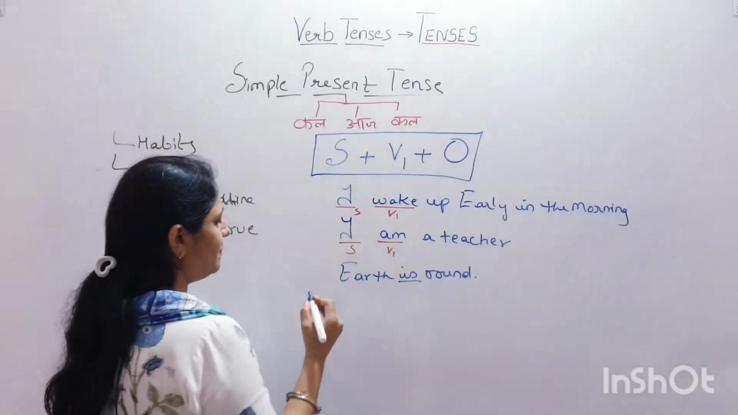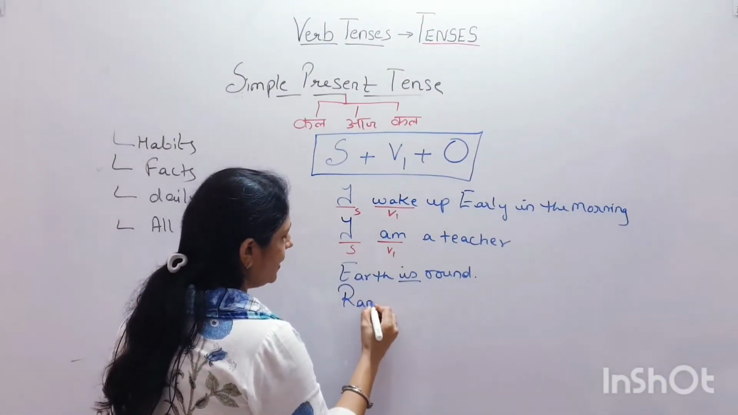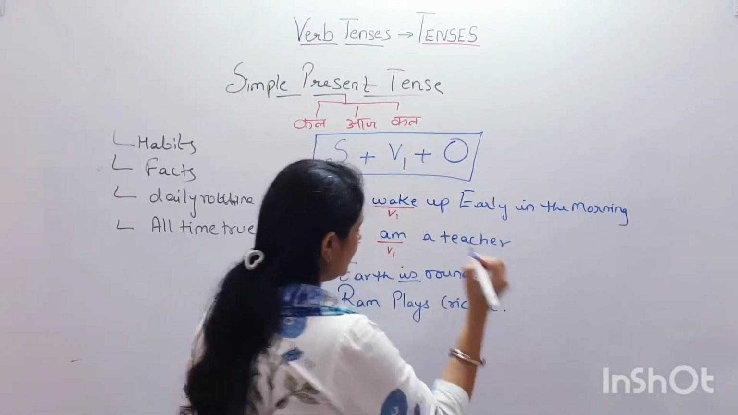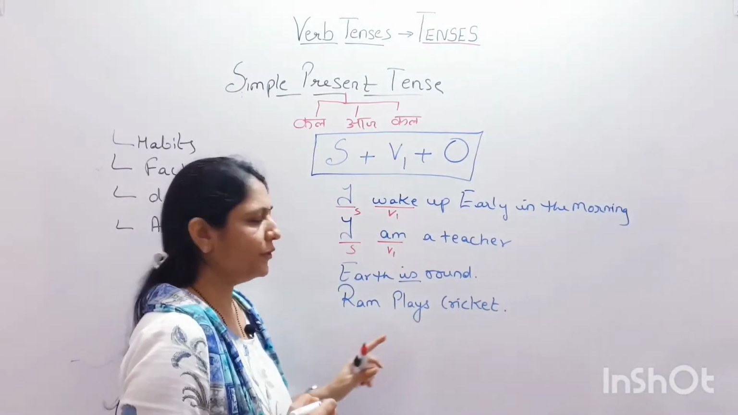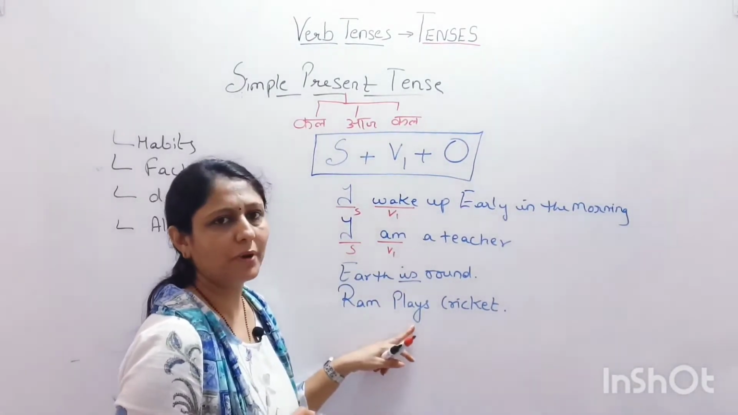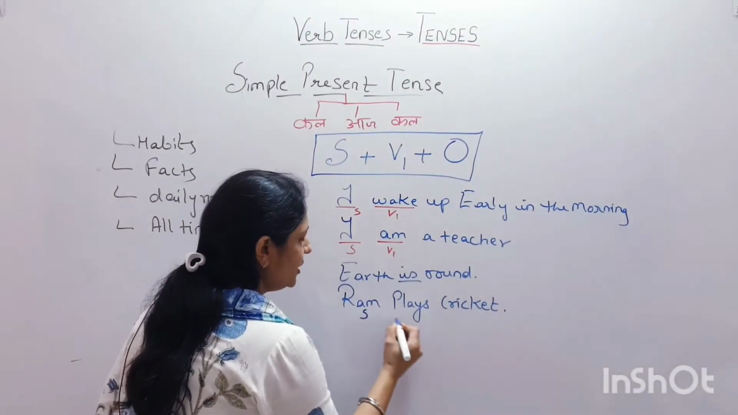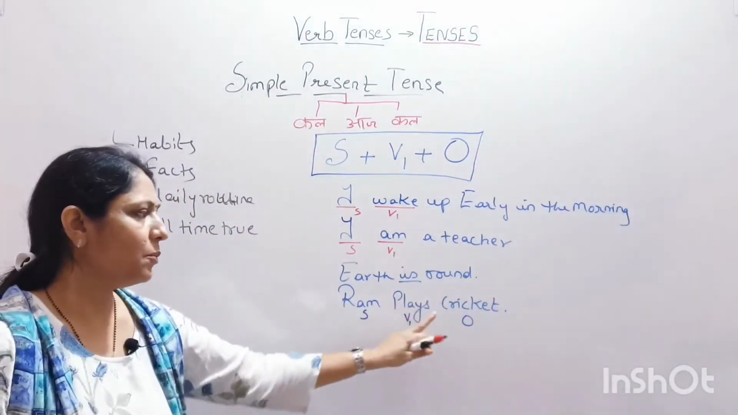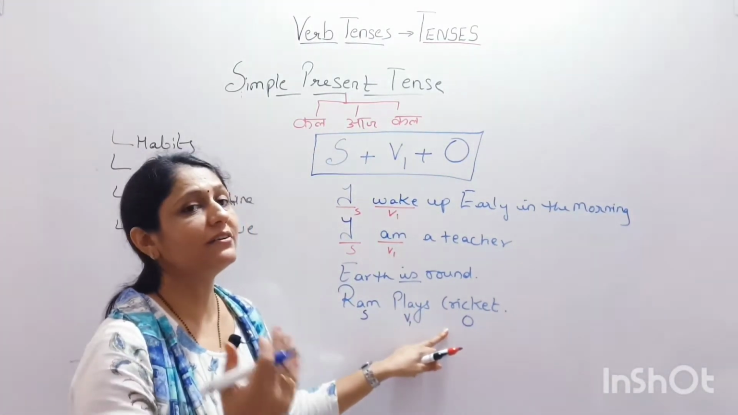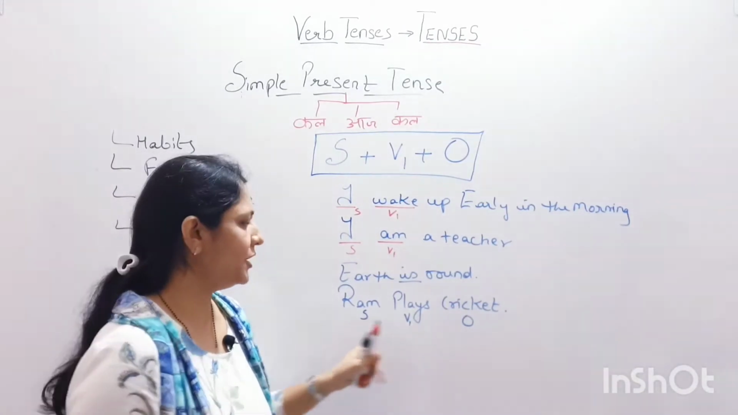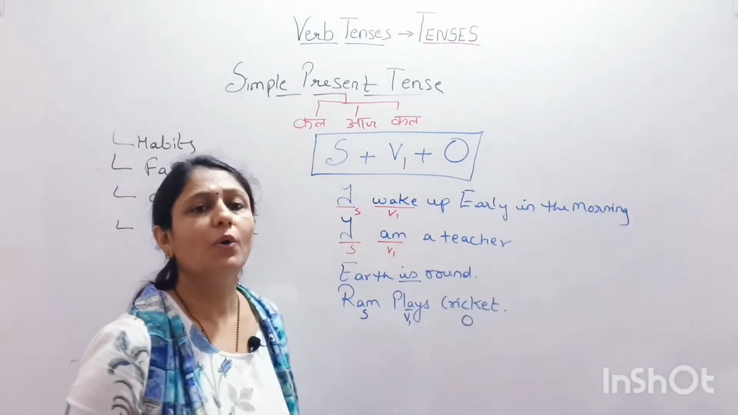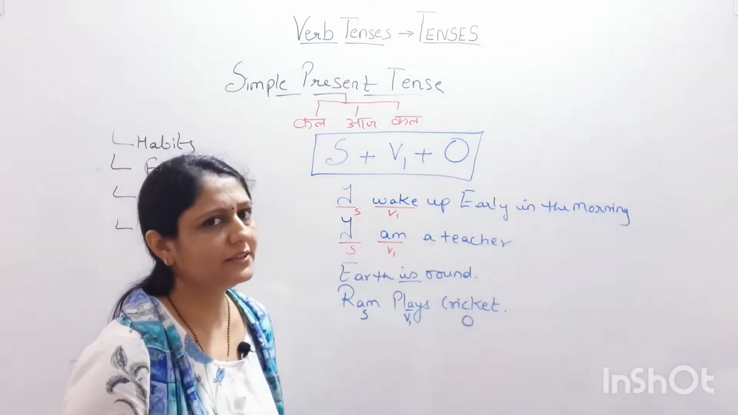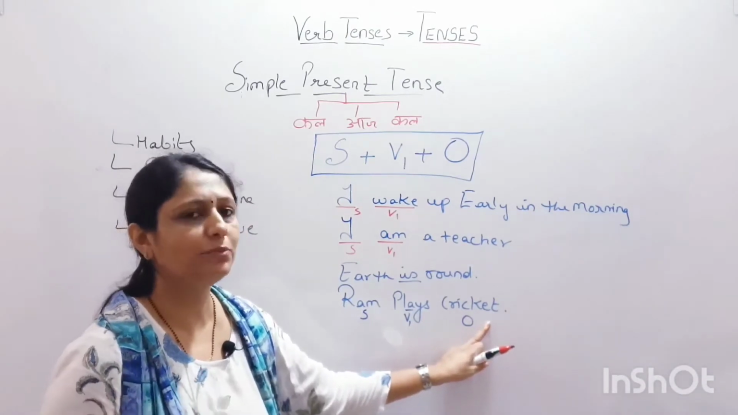Let's take another example. Ram plays cricket. Now this is a fact, or you can say this is a thing which is true about Ram. So Ram here is the subject, plays here is V1, and Ram plays what? Cricket. So what is an object? Object is the word that receives the action. To find out the object, you always need to ask a question, what or who, with the verb. So if I ask, Ram plays what? You get the answer cricket, then you can say there is an object in the sentence.